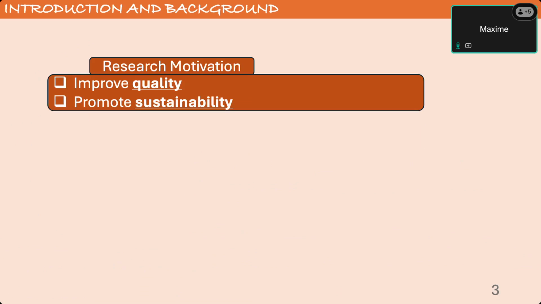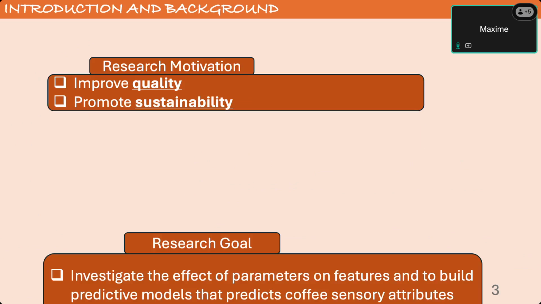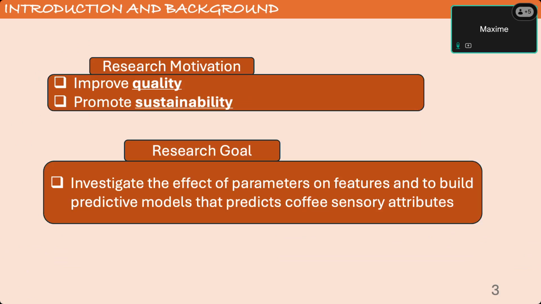The motivation of our research is to improve the quality of that beverage and also have a sustainable impact on the environment. Through this research, we aim to find the effect of coffee parameters on the features, and then build a predictive model that can predict coffee sensory attributes.